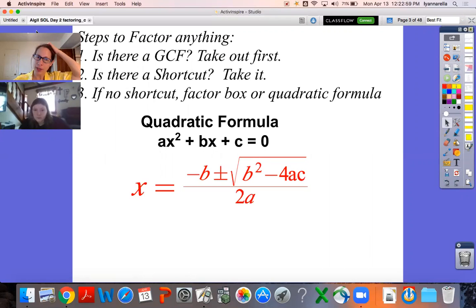So for factoring, there's 3 major steps. Look for a GCF, a greatest common factor, first. And then if there's a shortcut after that, go ahead and take that shortcut, and we'll talk about those shortcuts. But then if you don't have shortcuts you can take and there is no GCF, we're going to do a factor box or the quadratic formula. This is the quadratic formula, and it works for every quadratic, every single quadratic.